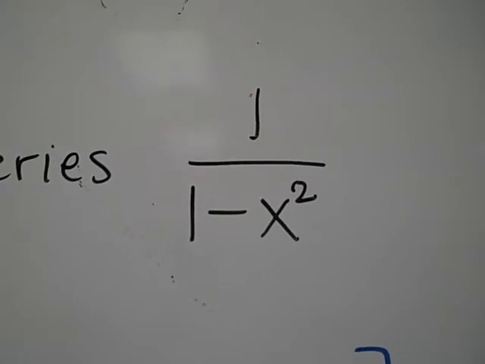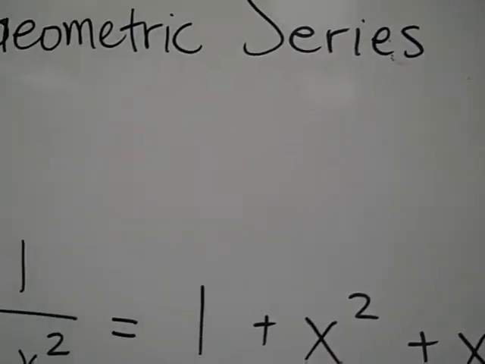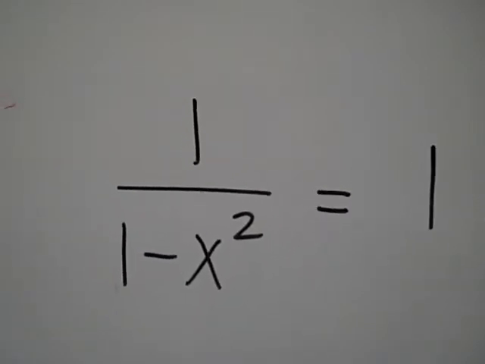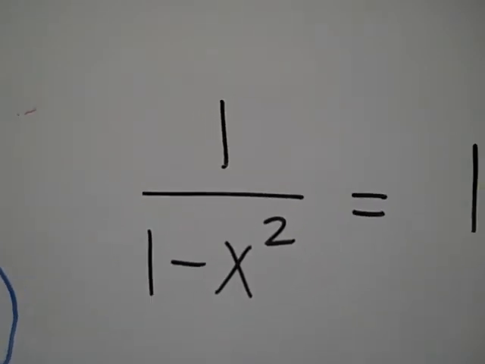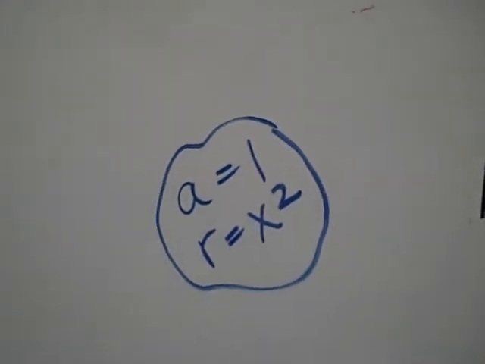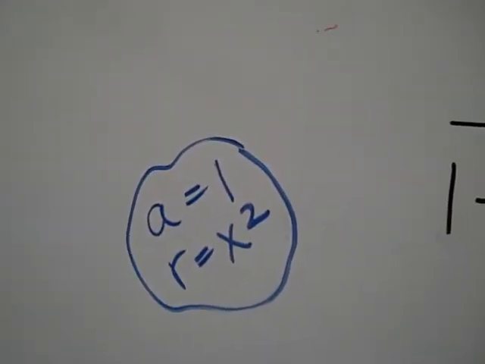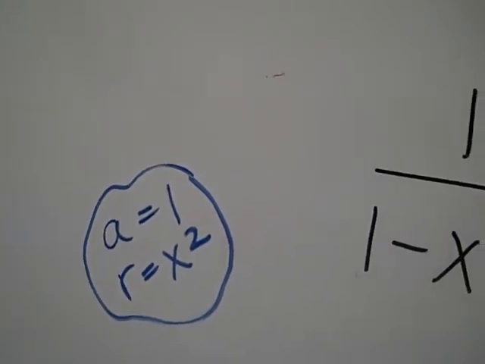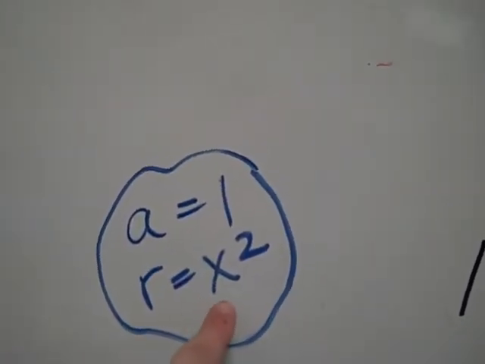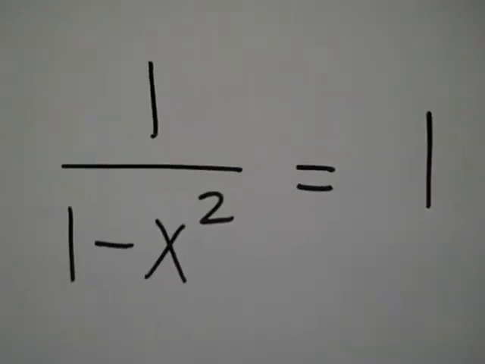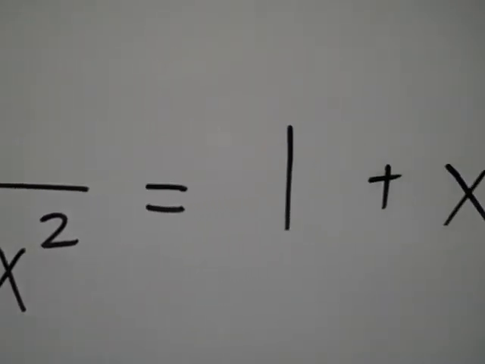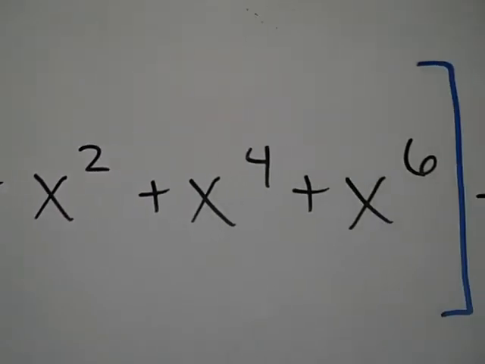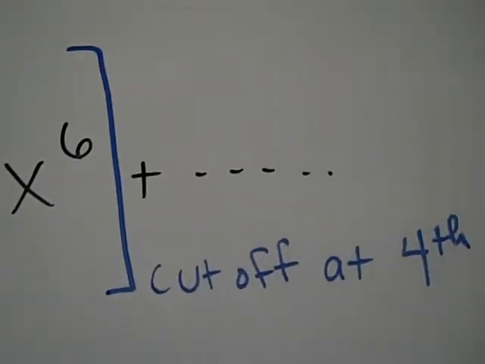We probably already figured out what the series was for it somewhere in our notes, but we know it's geometric because it follows that 1 over 1 minus r idea. So in this case we know that the a value is 1 and the r value is x squared. So if we want to write our series, we'll start with 1 and we'll multiply each term by x squared. So my series for 1 over 1 minus x squared would be 1 plus x squared plus x to the 4th plus x to the 6th and so on and so on.